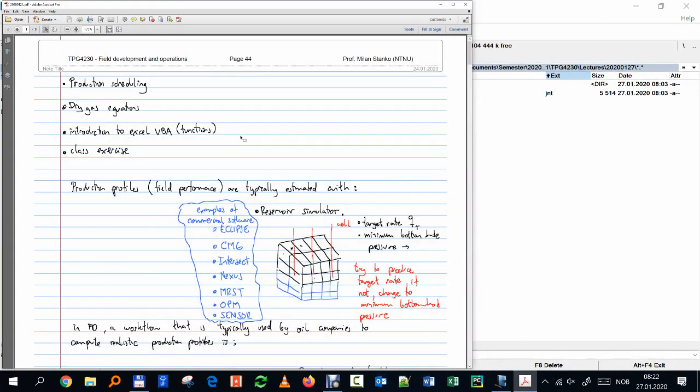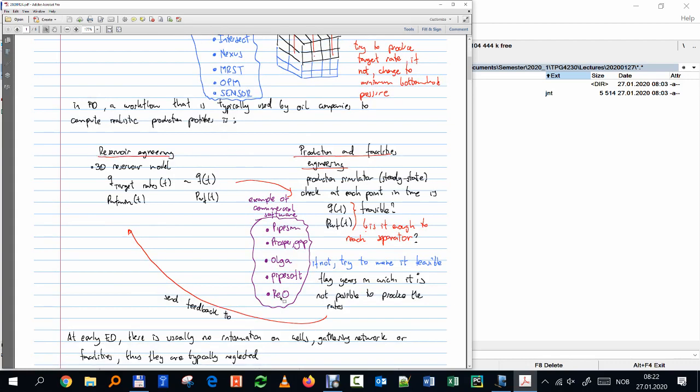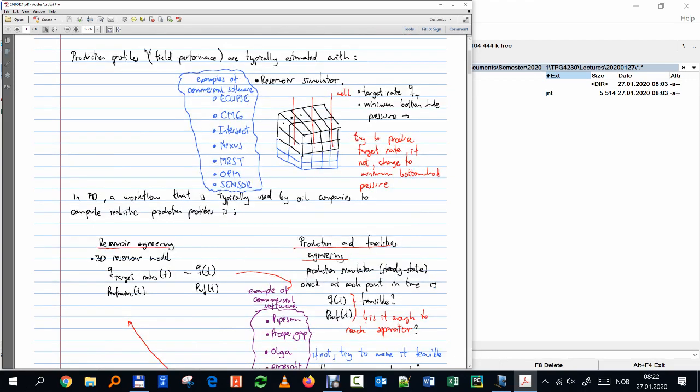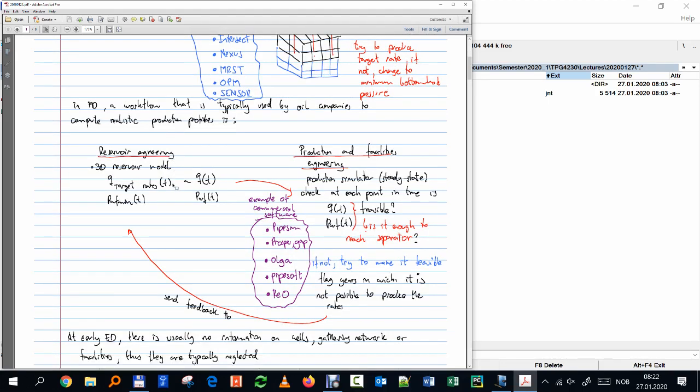So just to recap what we did last time. I gave a discussion on how production profiles are typically calculated in a company. You have two departments, and then reservoir engineering, they have their own set of guidelines. They want to check which well placement will be best. They want to check also the recovery factor.